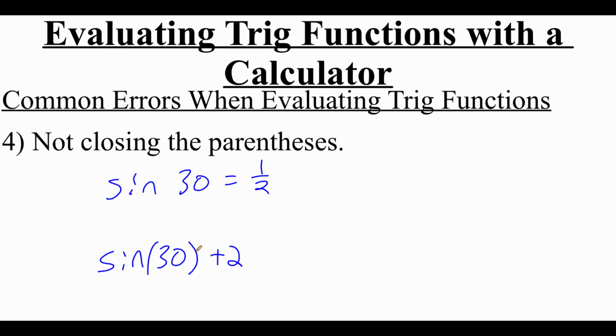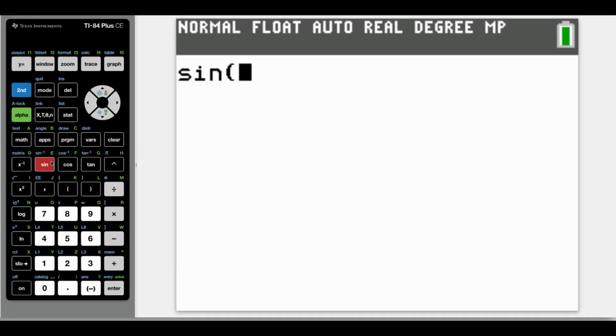So I've got those parentheses around the 30 to show that I'm stopping the sine function. So I'm evaluating the sine of a 30-degree angle, and then I'm supposed to add 2 to that answer. So I should get 2.5 as my answer. But if I go over to my calculator, so when I hit my sine button on my calculator, I can see that it automatically opens up a set of parentheses. So I have to be careful to make sure that I'm closing my parentheses in the appropriate spot.